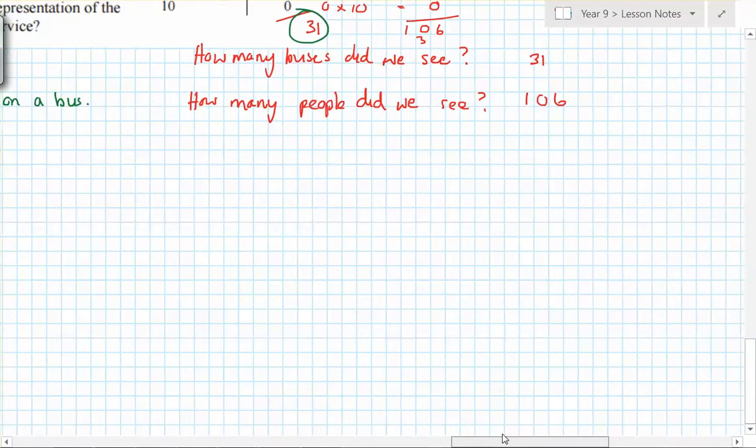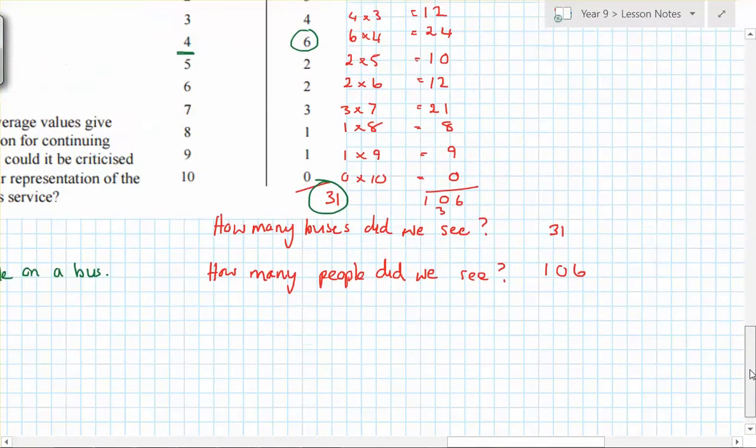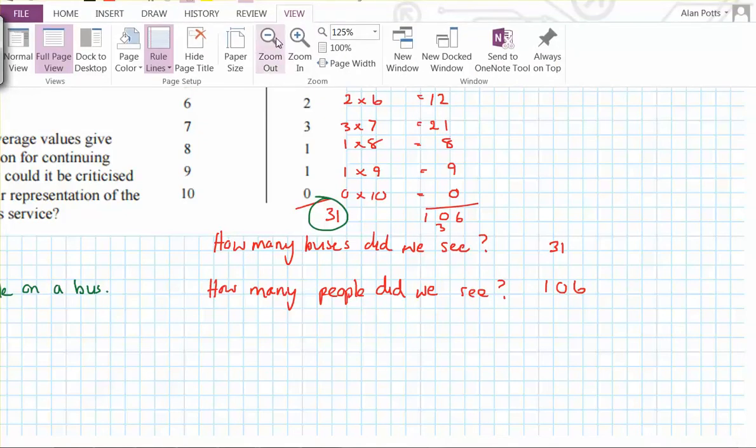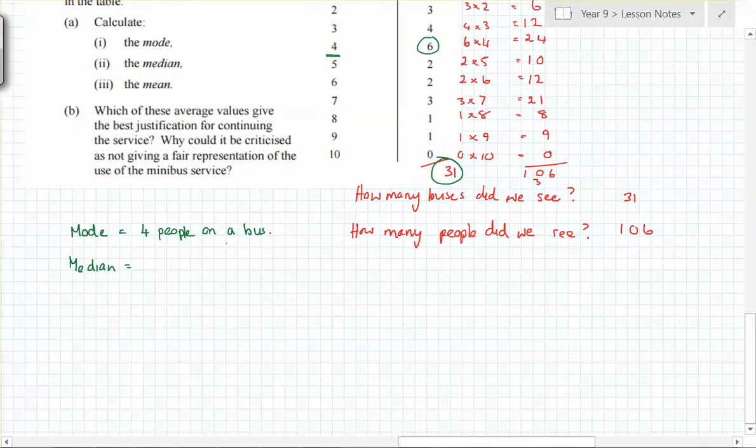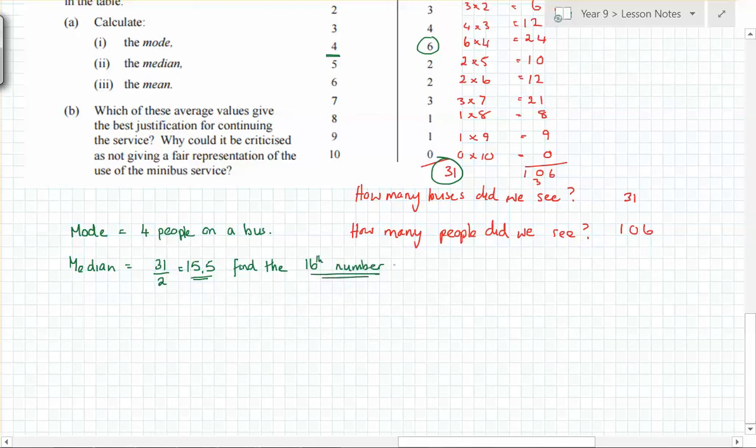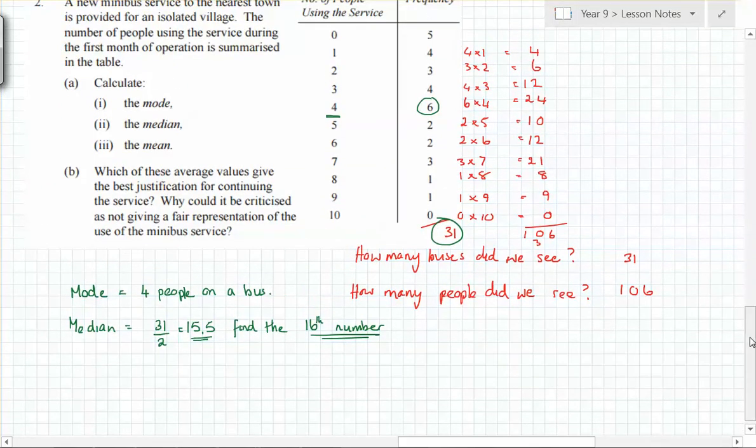So if we go back to here, how many numbers have we got again? 31. So 31 divided by 2 gives you 15.5. Which number do I need to find? Remember, it's 15 and another half, so it's the 16th number. Because it's an odd count, find the 16th. Now, this is where you find it a little bit tricky at the moment. Which is the 16th number?